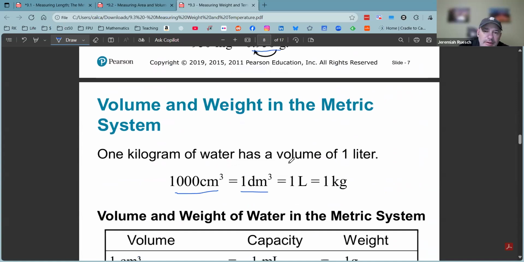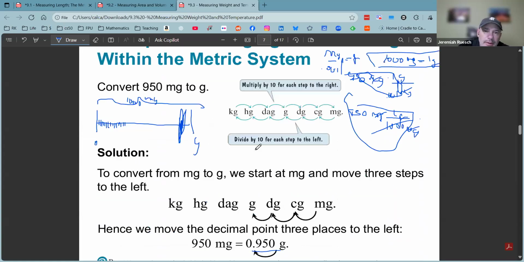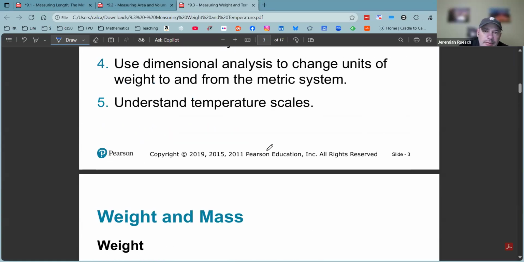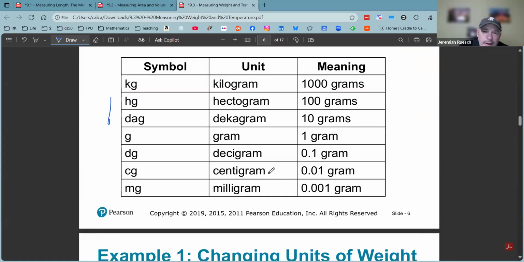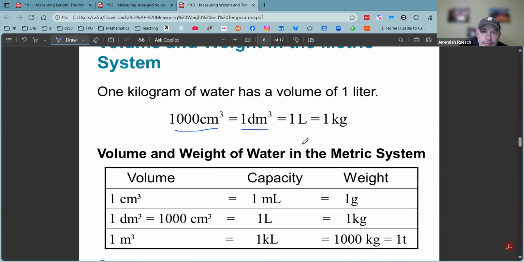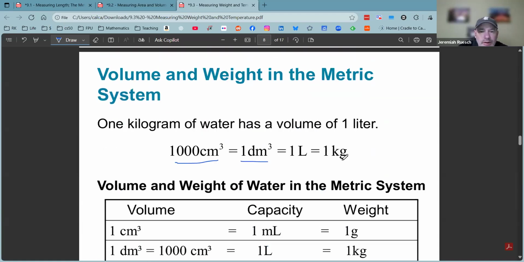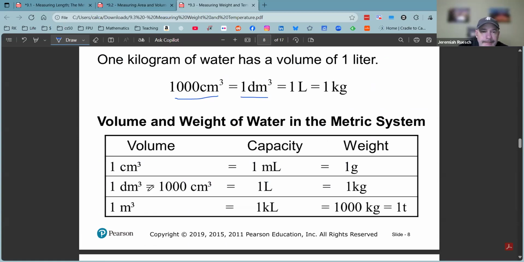Decimeter. Is that what that? No, it's decigram. Let me go back up here. Which one was that? Oh, must have been from the other day. Okay. That's 1 cubic liter, which is 1 kilogram. Maybe it's down here. Yeah.